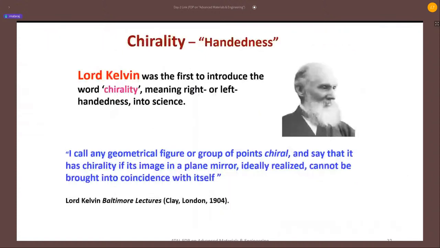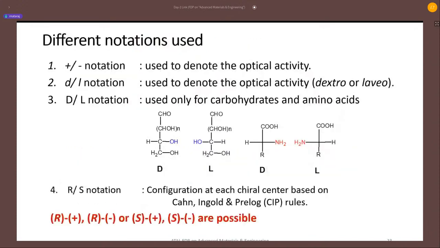We were talking about the asymmetric carbon atom, but the word chirality was used in chemistry after Lord Kelvin introduced it, because, as I said, they are related as the left hand and the right hand. Chirality means handedness. You would have come across several notations used when talking about these types of compounds, the chiral or optically active compounds. Plus and minus notations are always used to differentiate the isomers. What rotates to the right-hand side is called the positive side.